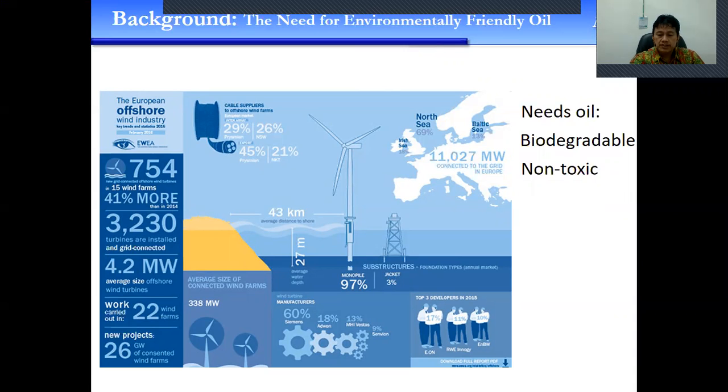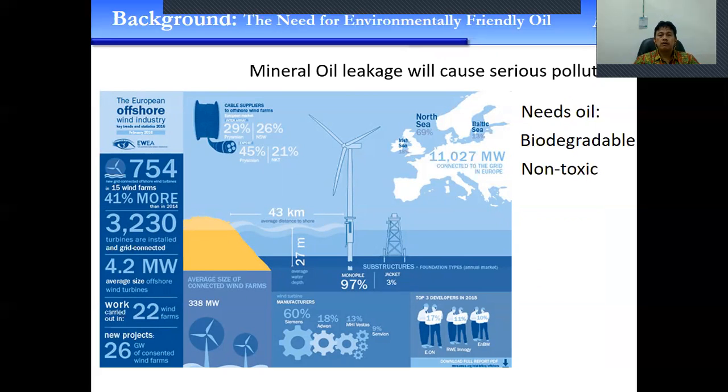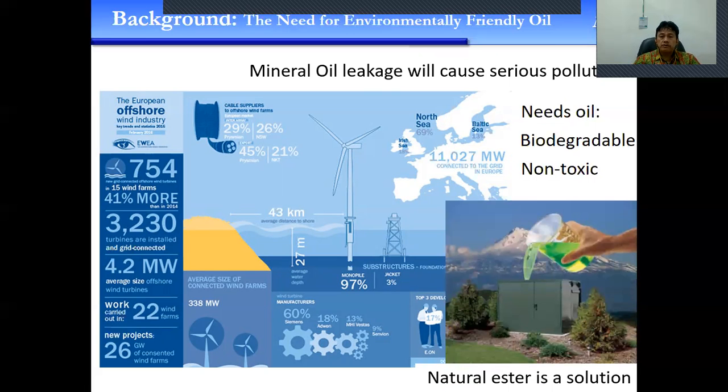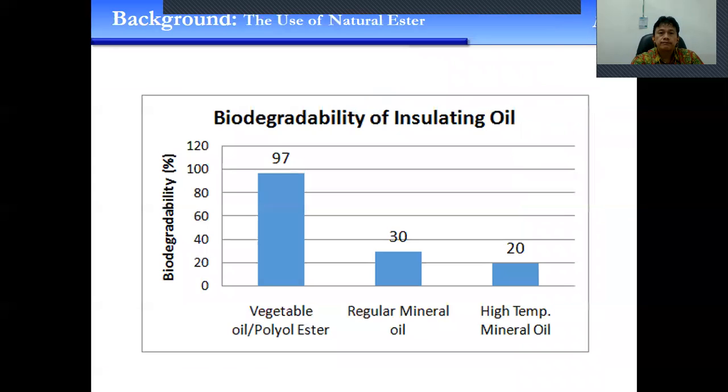The problem arises if there is a leakage on the tank of the transformer. The mineral oil leakage will cause serious pollution to the ocean or surroundings. So we need oil which is biodegradable. Also, we need a non-toxic oil. And natural ester seems to meet all these criteria.